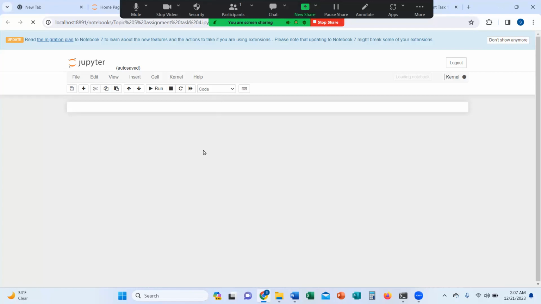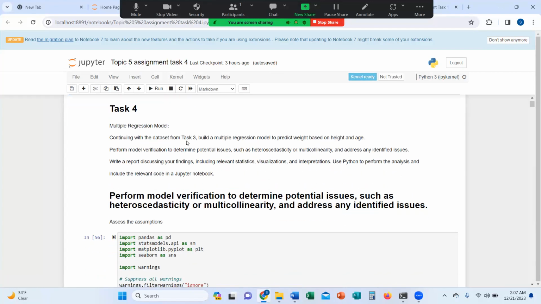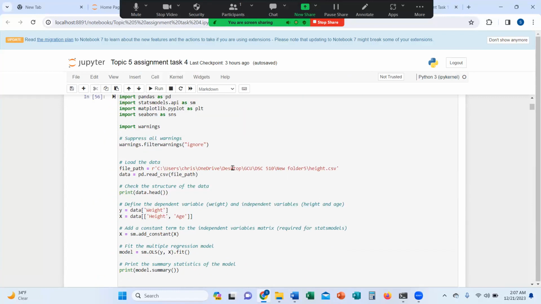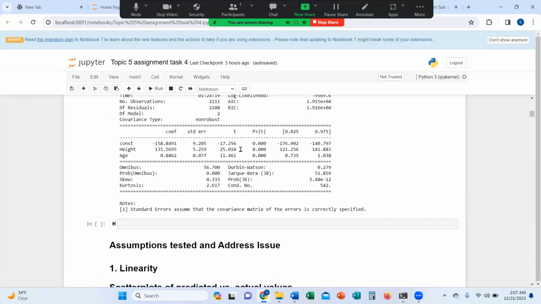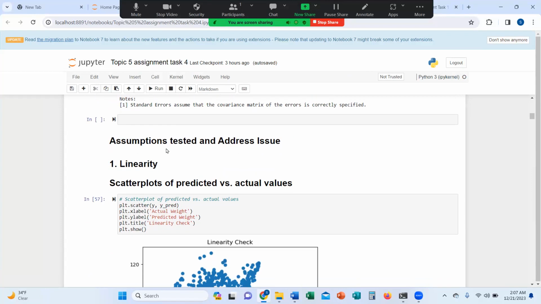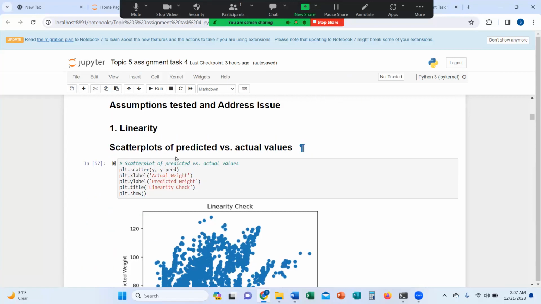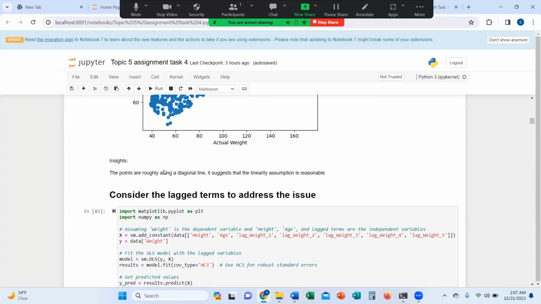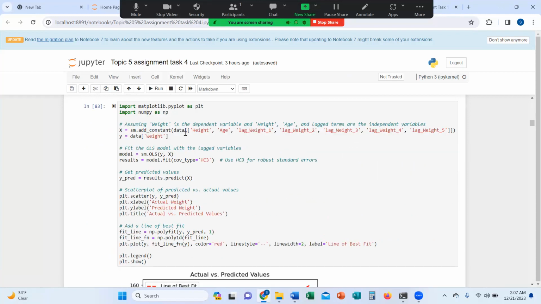For task 4, I use the data set from task 3 to build a multiple regression to predict weight based on height and age. These are my codes here. And I did the assumption test for linearity. This is the graph that I got, and it's roughly along the horizontal line, suggesting that linearity is reasonable.